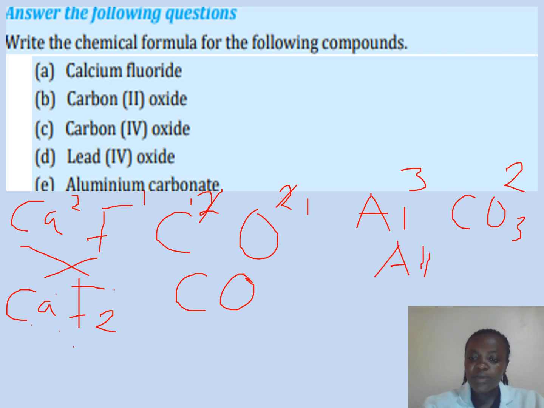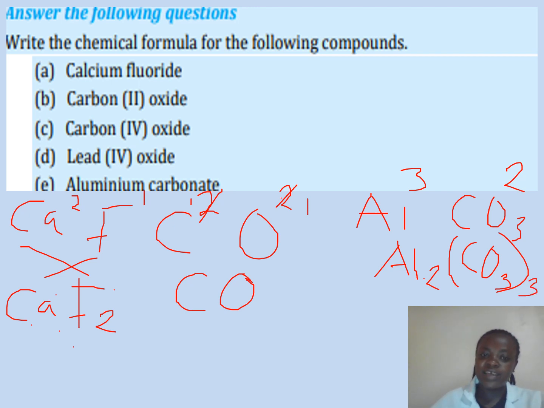So we have aluminium. This is small l, not capital. So aluminium will have 2, that is from the carbonate. Then the carbonate, because of these 3 here, we introduce a bracket. So this will be CO3, and then we have these 3 from the aluminium outside the brackets there. So that is the chemical formula for aluminium carbonate.